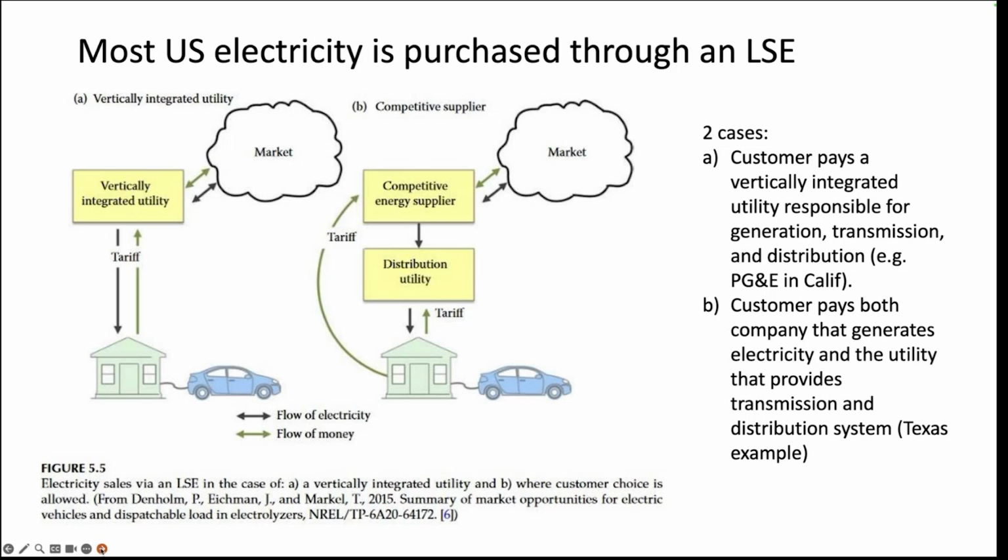So most U.S. electricity is purchased through a load-serving entity. So there's two cases. One is the customer pays a vertically integrated utility that is responsible for generation, transmission, and distribution. A good example of that would be Pacific Gas and Electricity in California. Or a customer pays both the company that generates the electricity and the utility that provides transmission and distribution system, which is our case. You only pay one electricity bill, but that money is split between the company that generates the electricity and the utility that's responsible for the transmission and distribution system.